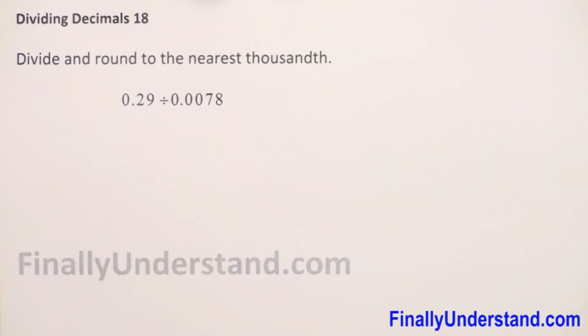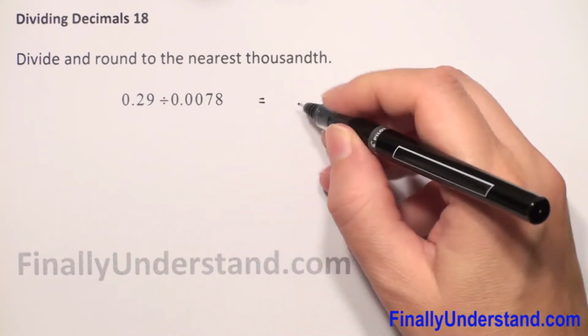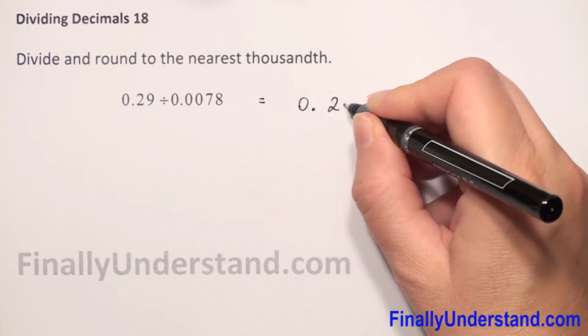We have to do division with decimal numbers. How do we do this? First, we have to check our divisor. Our divisor must be a whole number. In this example, we have decimal numbers. So let me copy our example. We have 0 decimal point 29.